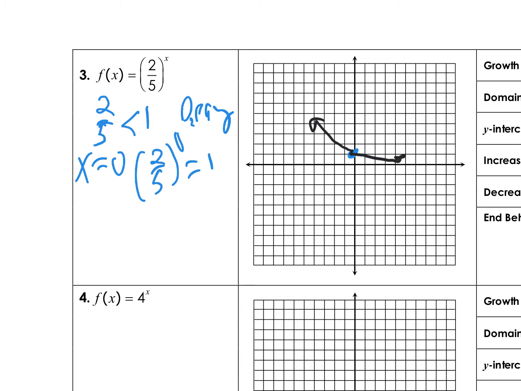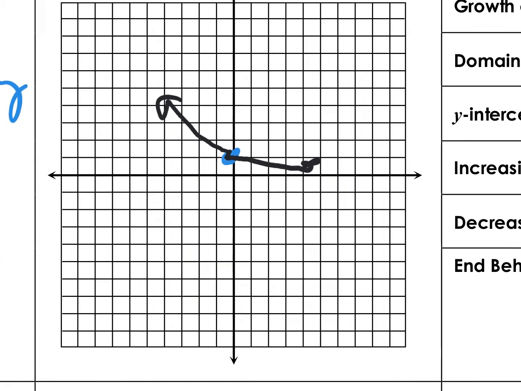Feel free to try another x. X is 1. 2/5 to the 1 is 2/5. So I know when right here it's 2/5, it's going to be down here. And if you were to put x as a negative 1 and find out what happens here, you would find out that it's 2.5. So it actually is steeper than what I have here. Should have been 1, 2.5. Should be more up here.